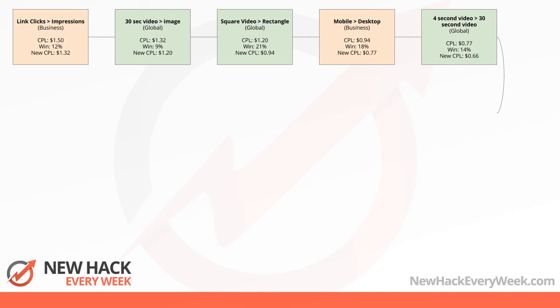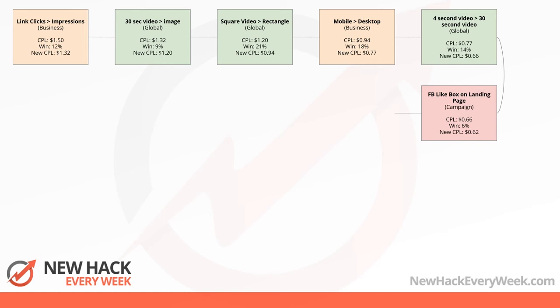I do this in the weight loss industry, in the mortgage industry, and a bunch of other industries. So it was a 14% win in this case, but I've got bigger ones than that. Anyway, that took us from 77 cents to 66 cents. So you can already see we've taken it from $1.50 a lead to 66 cents. Now we're getting into the territory that this is an amazing win.